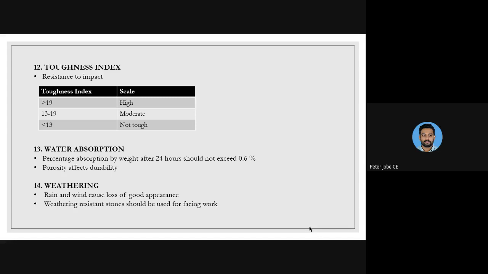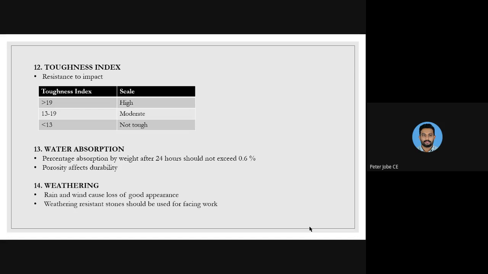And next is the water absorption. The percentage absorption by weight after 24 hours should not exceed 0.6%. I think I've discussed the same thing while discussing bricks, the percentage absorption of water. And porosity will affect durability, because if the percentage absorption is more than 0.6%, you can assume that the stone is highly porous. As time progresses, the cavities inside the stone will start absorbing moisture, and it can reduce the strength of the stone. It can alter the chemical or physical composition of the stone.